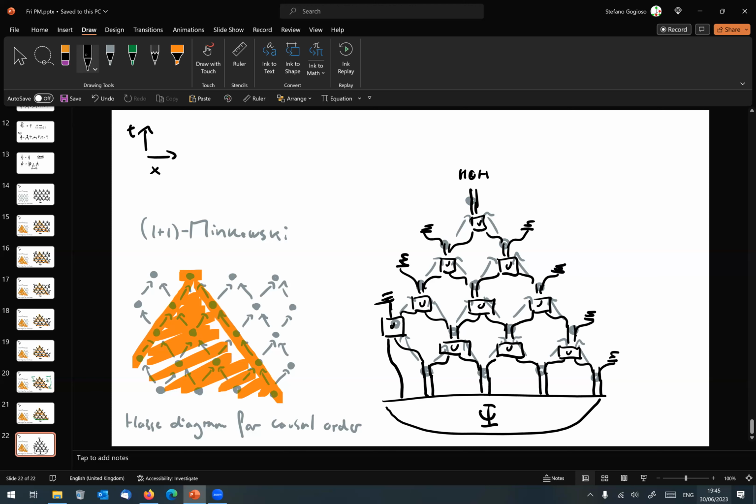And this CPTP map encodes the process of field evolution. And in fact, this particular procedure is functorial. It respects parallel and sequential composition. So it's a functorial evolution of fields.